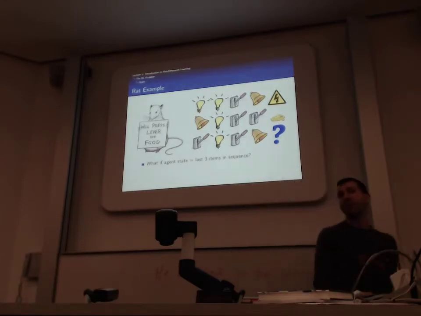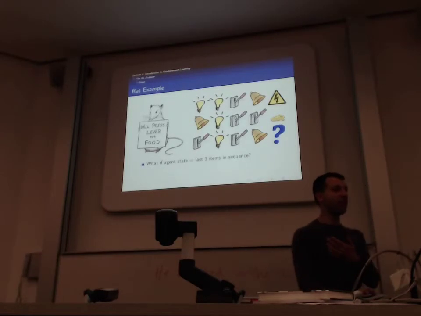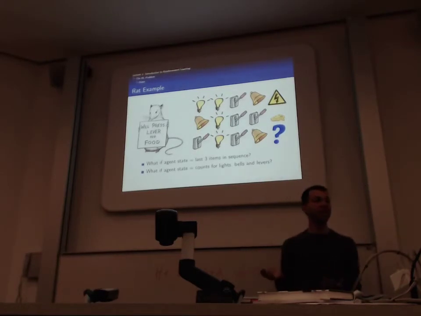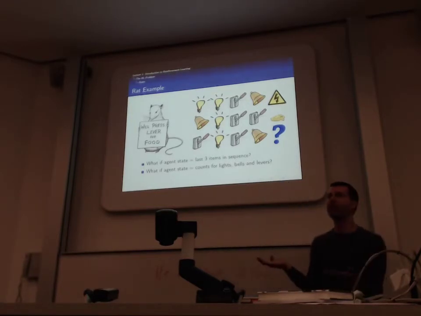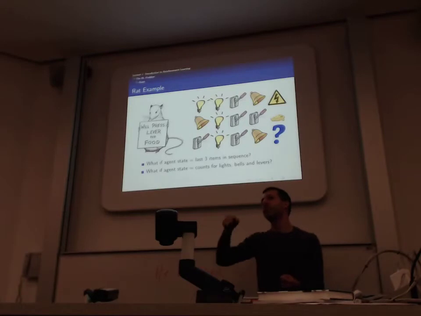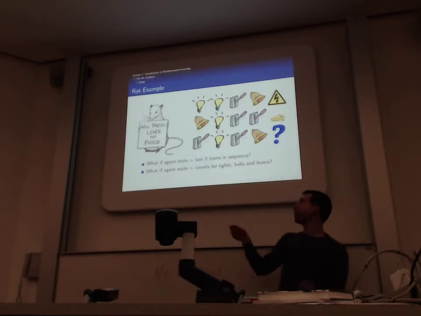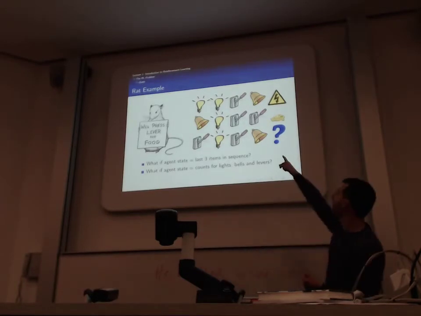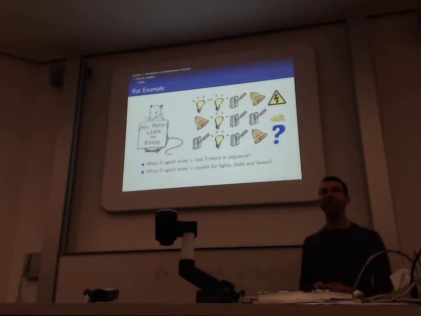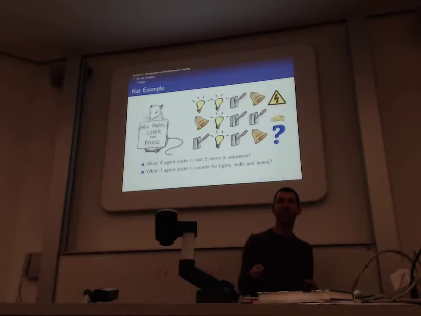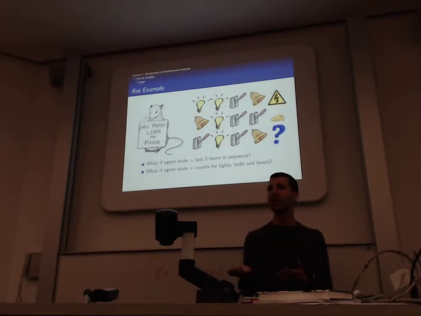But that's only one construction of agent state from this sequence. What if we were instead counting the number of lights, bells, and levers? That seems a perfectly reasonable thing to do as well. Maybe the only thing that matters is how many times you pull the lever. Well, in the first example, we only pulled the lever once, so we got a shock. But here we pulled it twice, so we got the delicious cheese. So maybe all the rat needed to do was pull the lever twice, and it would have got another delicious piece of cheese.